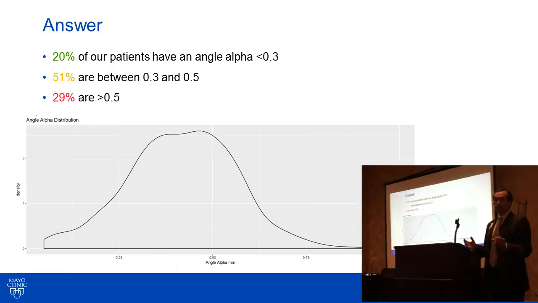If you use 0.3 as a cutoff for multifocal IOL eligibility in our patient population, only 20% of your patients become eligible. You exclude 80% of your patients. If you move your cutoff up to 0.5, then 70% become eligible, and about 29 or 30% become ineligible. So I don't have the answer for where angle alpha matters, but it's a very significant decision in terms of the distribution in our patients.